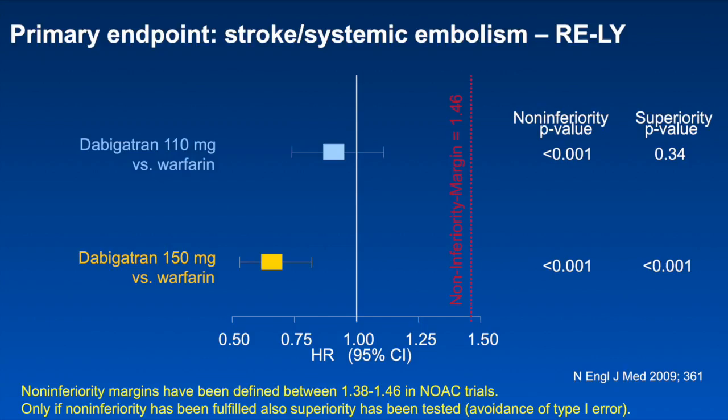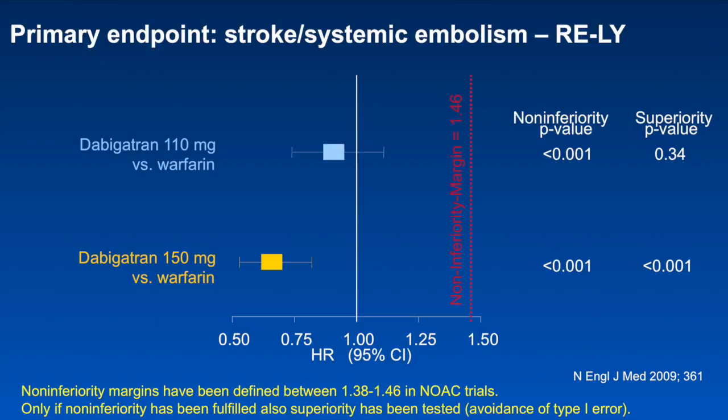It's a real-life trial which compared dabigatran to warfarin. There were 2 doses of dabigatran tested. And first here we see the non-inferiority p-value, and we see both confidence intervals do not include the non-inferiority margin, which was defined as 1.46. So both are highly significant with regard to non-inferiority.